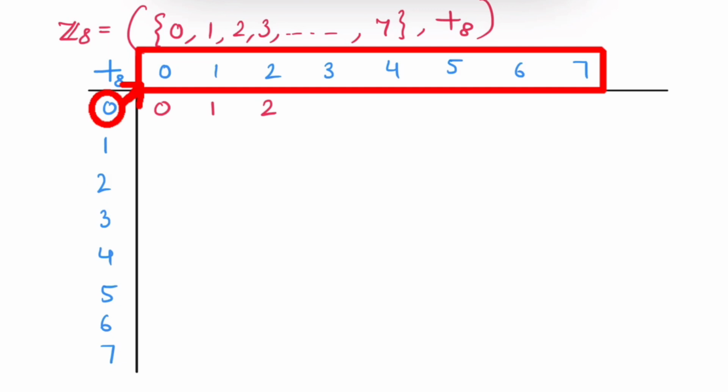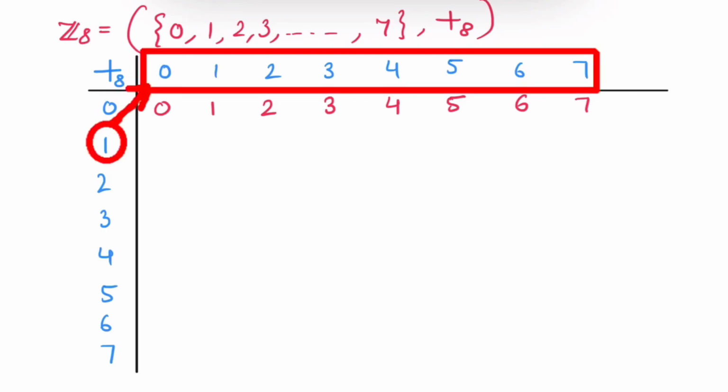0 plus 3 is 3, and the remainder is 3 when divided by 8. 0 plus 4 is 4, remainder 4. 0 plus 5 is 5, remainder 5. 0 plus 6 is 6, remainder 6. 0 plus 7 is 7, and when 7 is divided by 8, the remainder is 7.